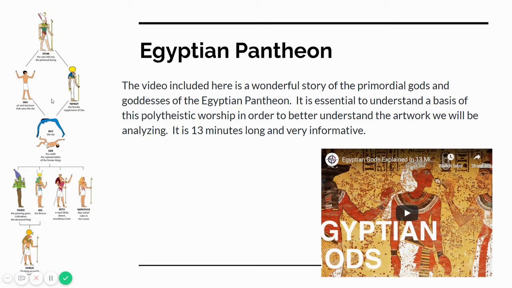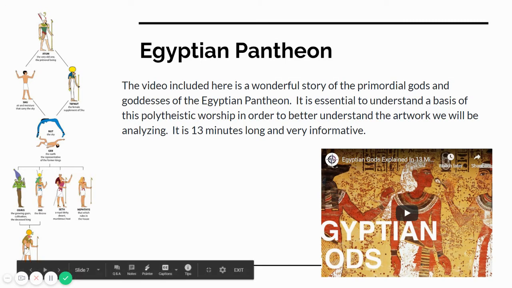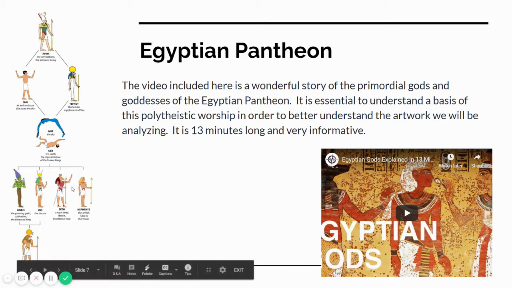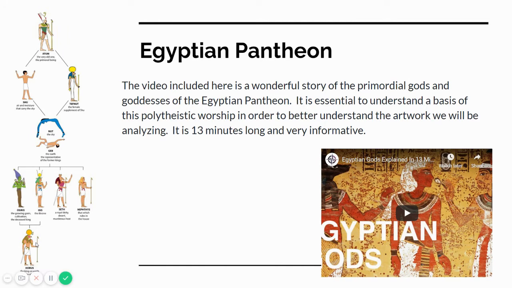Over here on the left, I have a simple family tree of the primordial gods, and basically it's a breakdown from right here at the top of the tree, and then down here you have Horus, and Horus is that intermediate god that connects all of these primordial gods to the king, which then the king is that being that can be in both human and god realms.